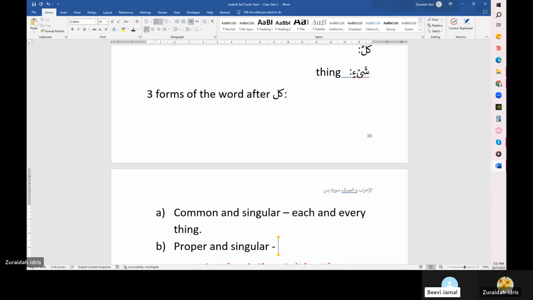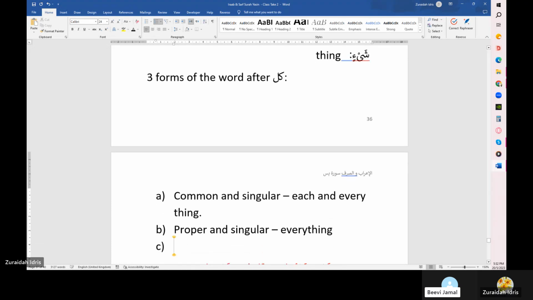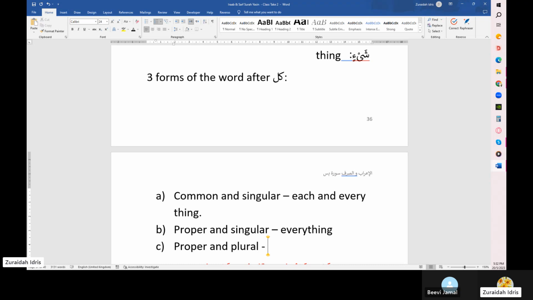Proper and singular will be, I think it should be all of it. Am I right? If it's singular and proper, then everything. Yeah, just everything. Singular and proper. So then it will be all of it, right? Everything. Entirely. That will come with proper and plural. Yes, because this is the case of a special kind of plural.